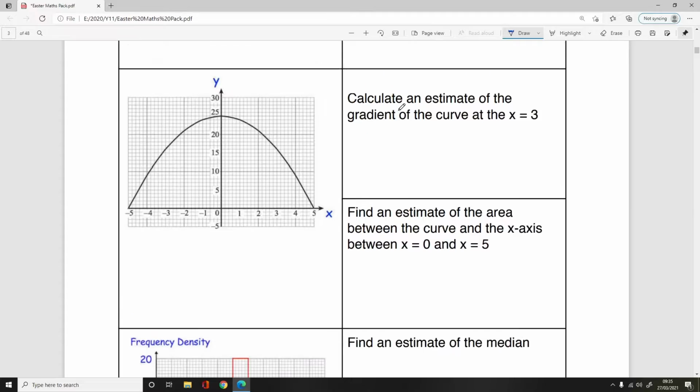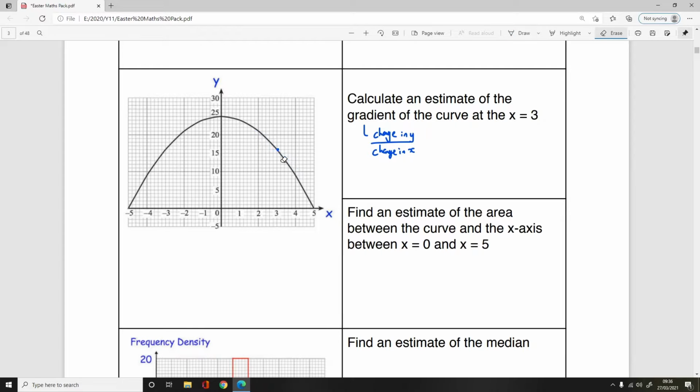Next question. Estimation of gradient at the curve at x equals 3. There it is. Now, first off, find the point. Remember what we said about gradient. You see it keeps coming up on this. That it's change in y over change in x. So, where is that? Now, this is going to be incredibly difficult to do on a tablet, but you have to draw a line that is parallel to the curve at that point.